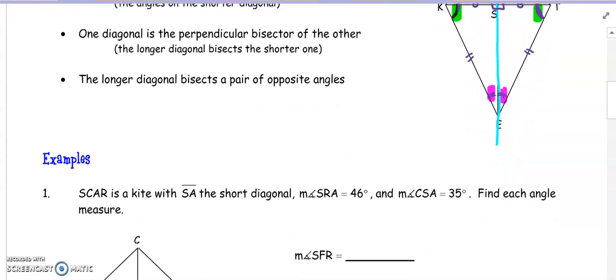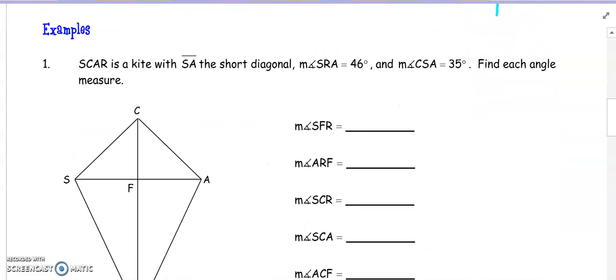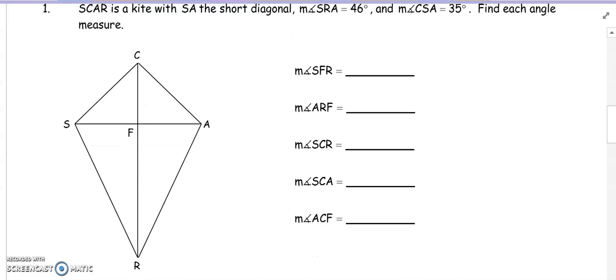So let's go ahead and try to deal with some of those angles in this problem here. It tells us SCAR is a kite, and it says SA is the short diagonal. It tells us the measure of SRA is 46. So SRA, that's this big one here, is 46 degrees. I'm going to put it on the outside because I'm going to put only the little ones on the inside of our kite here. It also tells us CSA is 35. So CSA is 35.